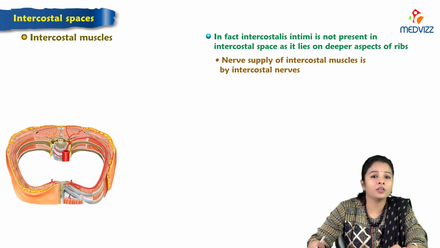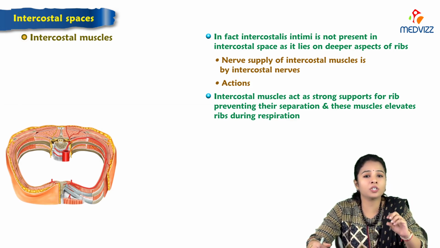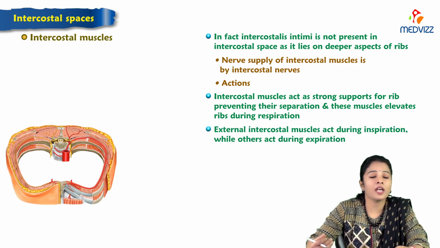The nerve supply to all these intercostal muscles is by the intercostal nerves. In common, intercostal muscles act as a strong support for the ribs, preventing their separation. They bind the two ribs, preventing the separation of the two ribs. These muscles elevate the ribs and help during respiration. The external intercostal muscle acts during inspiration, while the other muscles act during expiration.